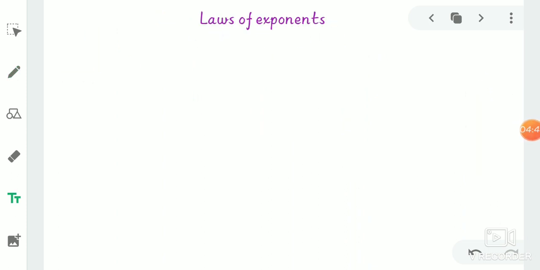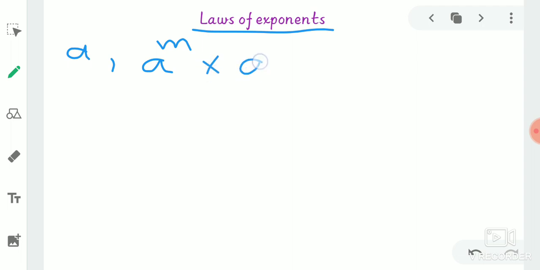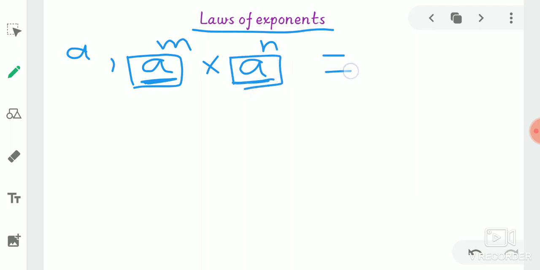Now our next topic will be laws of exponents. You may have learnt that if we have a non-zero integer a, and a is raised to power some natural number m and I multiply it with another a raised to power some natural number n, the bases are the same, and we were saying that when bases are the same, powers should be added. I write it as m plus n.